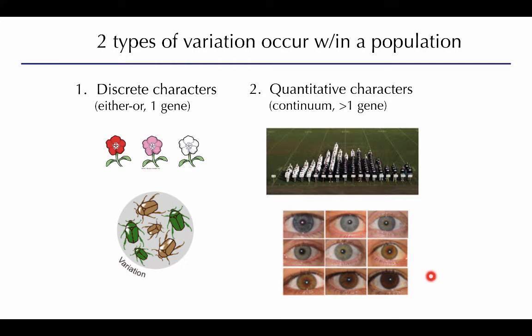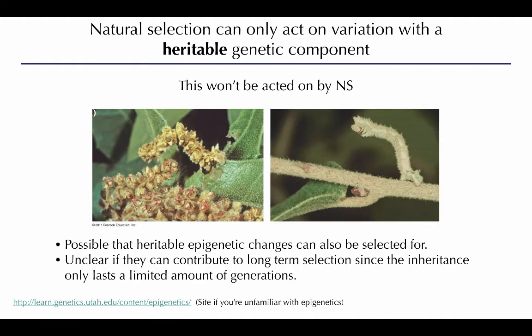Here's a number of different eye colors. That's a quantitative character, and usually that means more than one gene is involved. So we'll mostly talk about these discrete type characters when we're doing population genetics, but just remember that the whole situation is actually a lot more complicated, with more than one gene coding for a specific phenotype. I mentioned that the variation needs to be genetic.